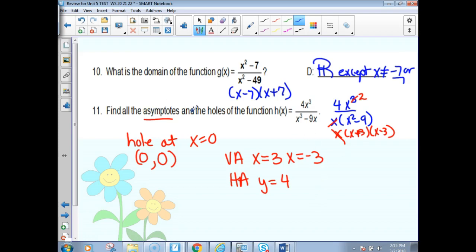Okay, find all the asymptotes and holes. I think we went over this one yesterday. We factored the numerator. We found a factor of x in common, which would be setting x to 0, and then we plugged that back into the reduced form, and we got 0. Do we have any questions about this? The asymptotes are -3 and 3 for the verticals, and it's equal weight top and bottom, so y equals 4 for the horizontal. Any more questions on this one?